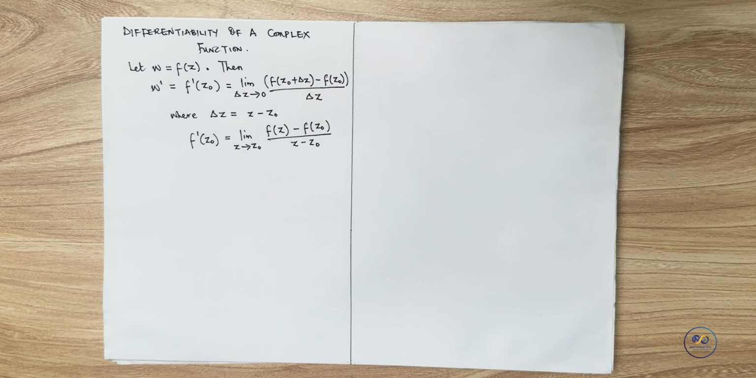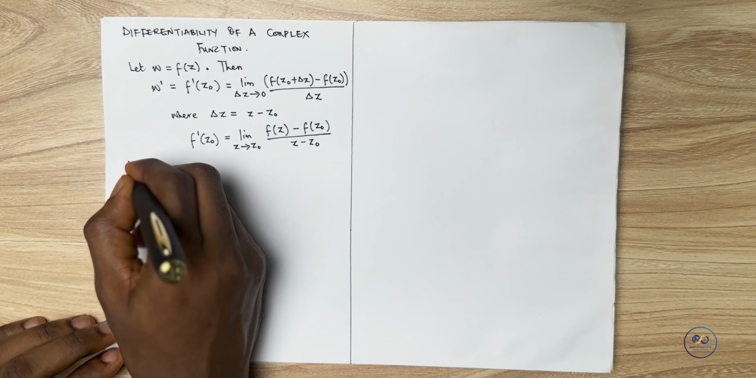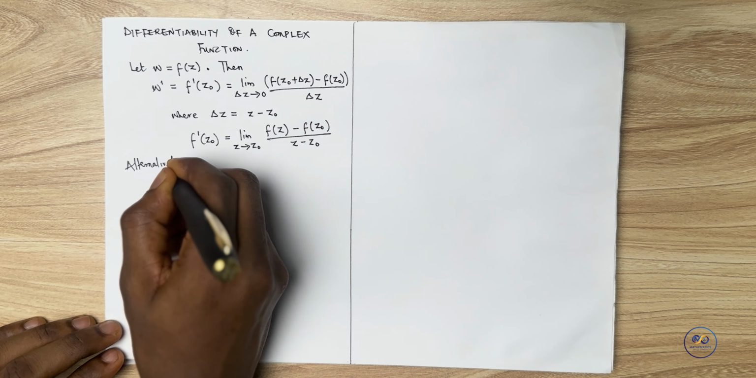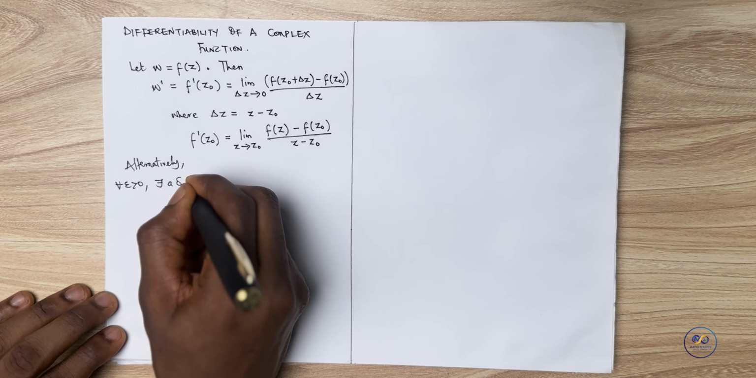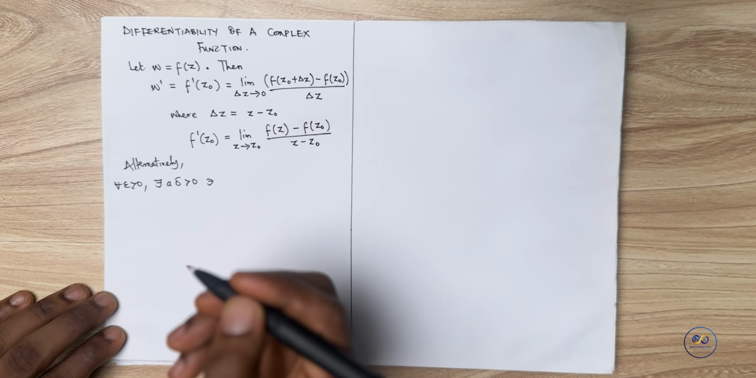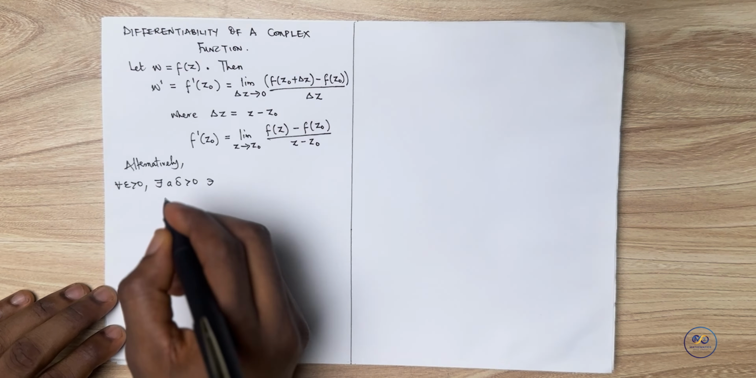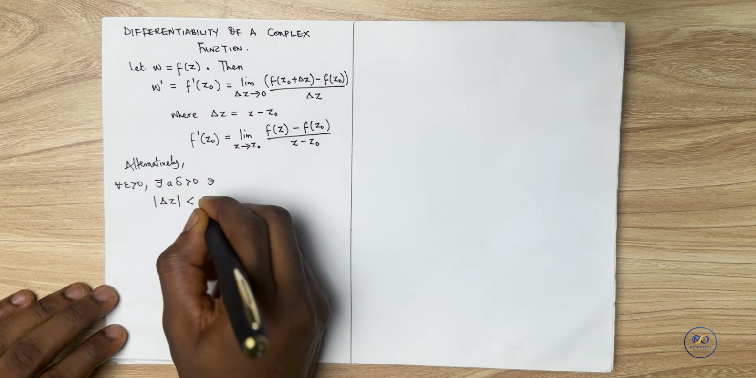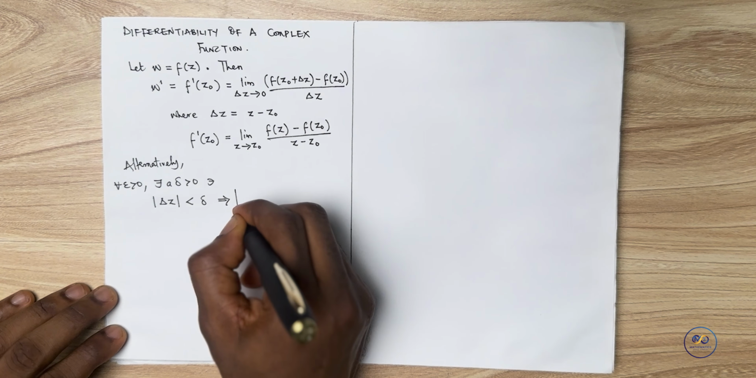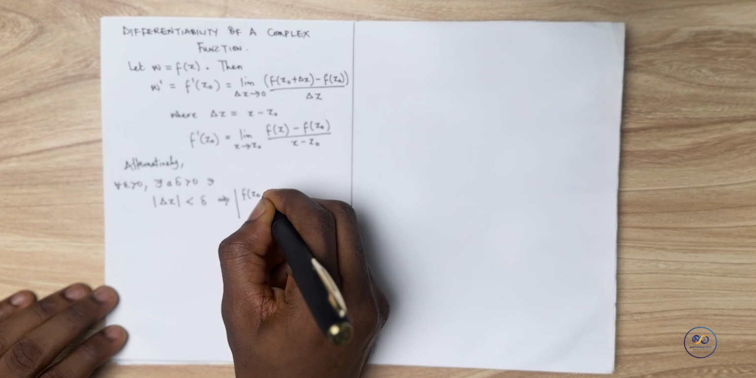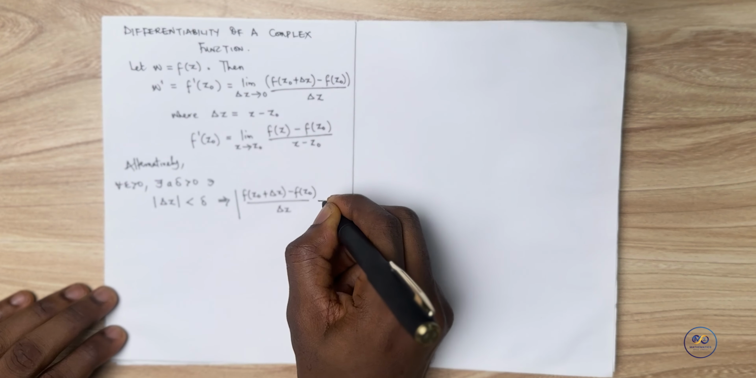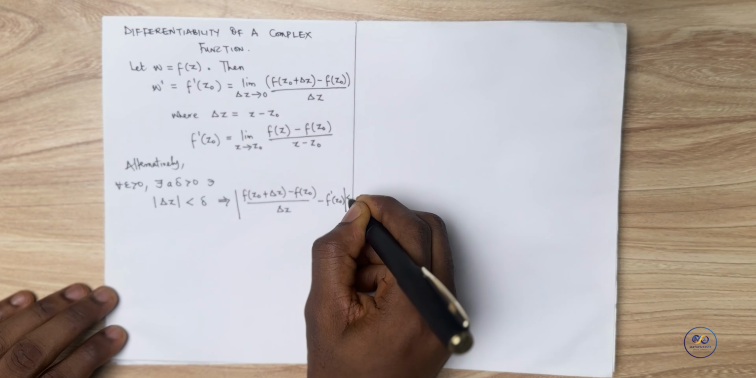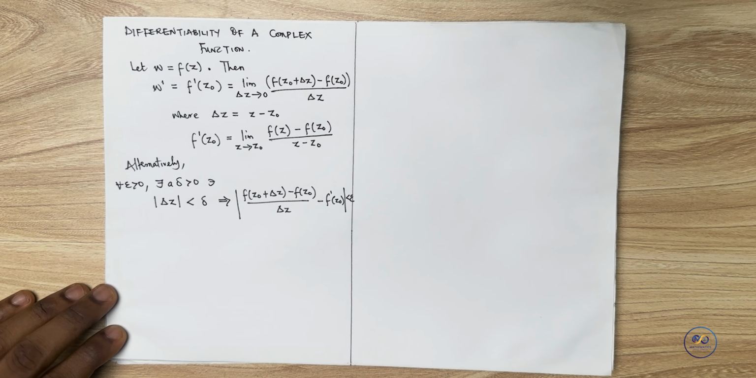Now, based off this, we can create for ourselves an epsilon delta definition to this effect, and we can say that alternatively, for all epsilon greater than 0, there is a delta greater than 0 such that, if you write it as delta z, we have that the absolute value of delta z less than delta would imply that the absolute value of f of z0 plus delta z minus f of z0 divided by delta z, minus f prime of z0, will be less than epsilon, right?